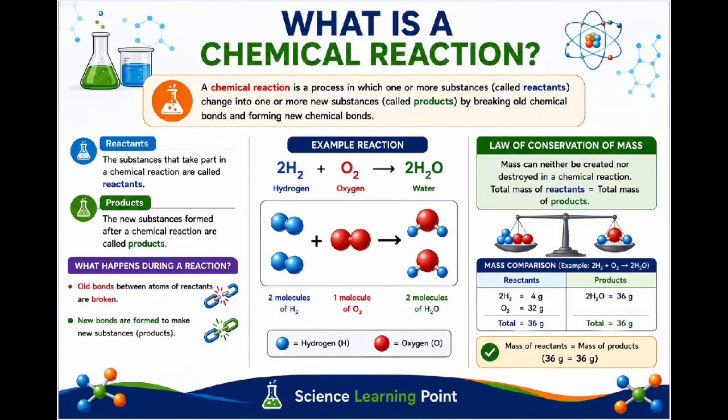One very important rule is called the law of conservation of mass. What does it state? It states that matter can neither be created nor be destroyed during chemical reactions. The total number of atoms before the reaction and after the reaction remain exactly the same. Only their arrangement changes. This is why balancing chemical equations is so important.